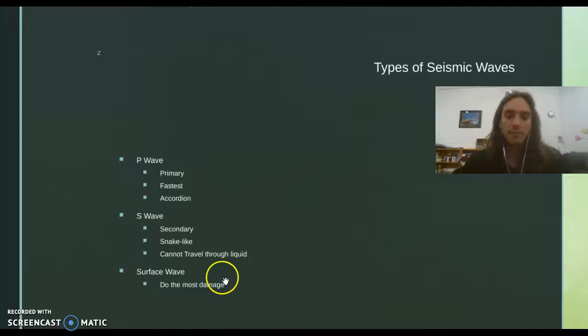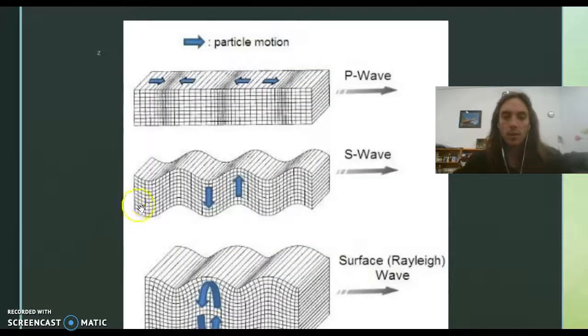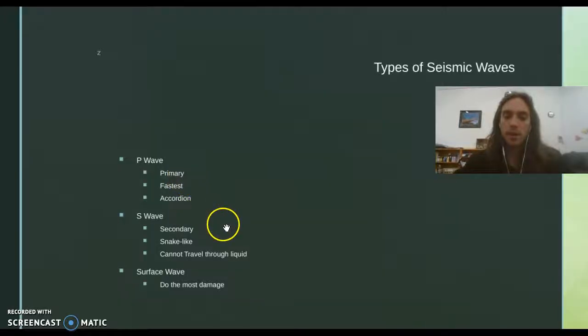Then we've got S waves, which are secondary waves. They're snake-like, and the important thing to know about them is they cannot travel through liquid. So here we get that snake-like motion, up and down. And the important thing about them not being able to travel through liquid is, if we are in an area where there's been a seismic reading and we only get P wave activity, that means there's some sort of liquid body that the S wave traveled through.